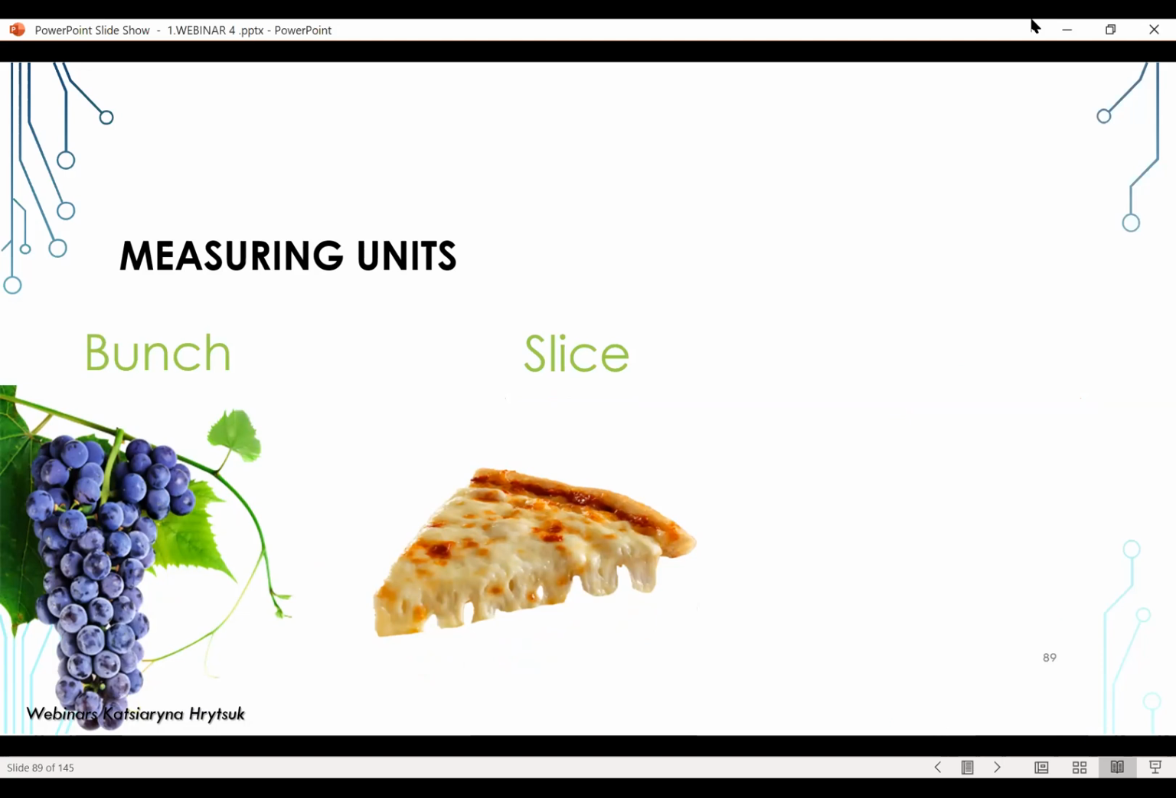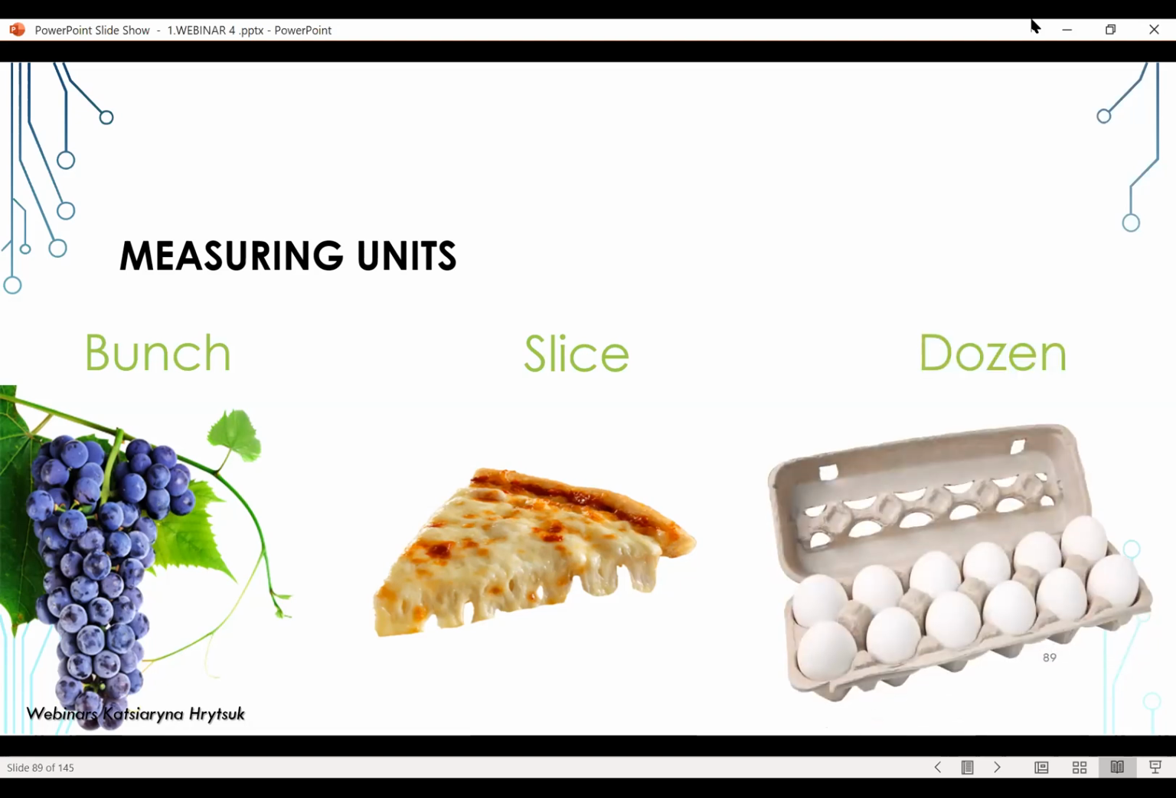Slice and piece are slightly different. A piece of pizza, we don't say, we say slice. Piece is usually thicker, slice is usually very thin. Dozen. So how many? 12. In America, you buy a dozen eggs, but not 10, so it's a dozen.